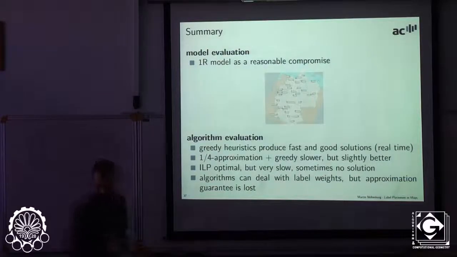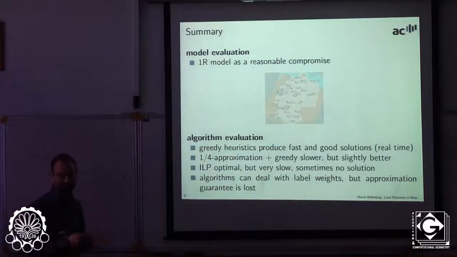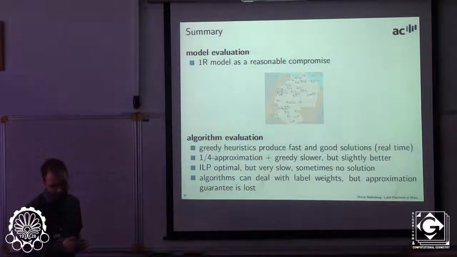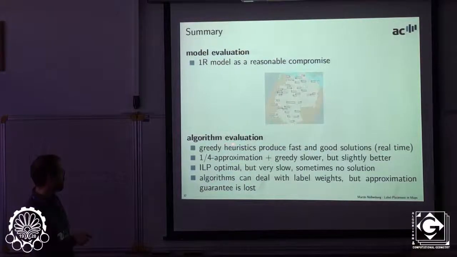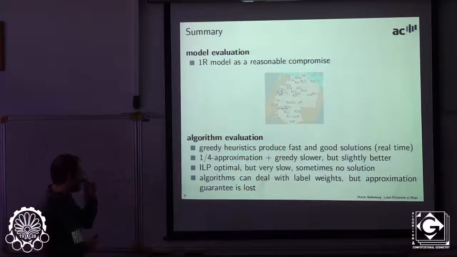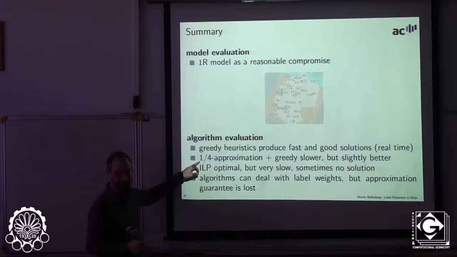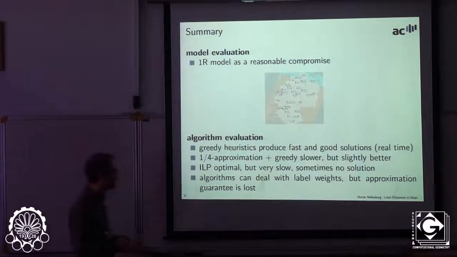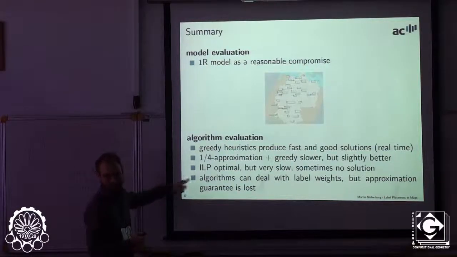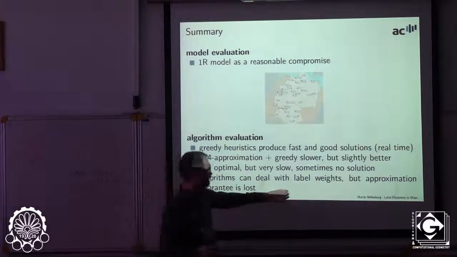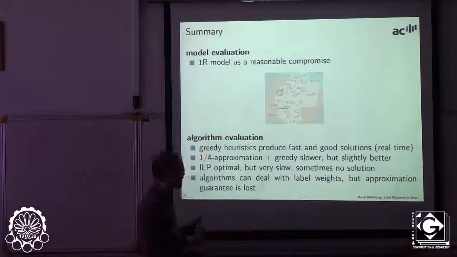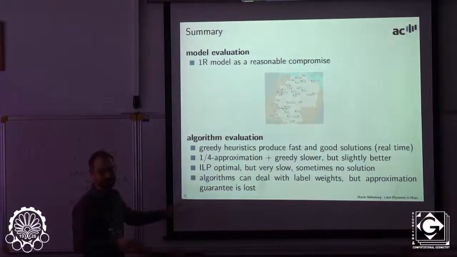So in summary, we've seen that the 1 range model, or maybe 2, is a reasonable compromise. We've seen that greedy heuristics produce fast and good solutions in practice. If you want to spend a little bit more time to get a solid guarantee, then the approximation algorithms work. ILP is too slow in practice, but of course it gives you the best solutions. If you want to deal with label weights and priorities, which is important, then all these algorithms can work with it, but the approximation guarantee is lost.